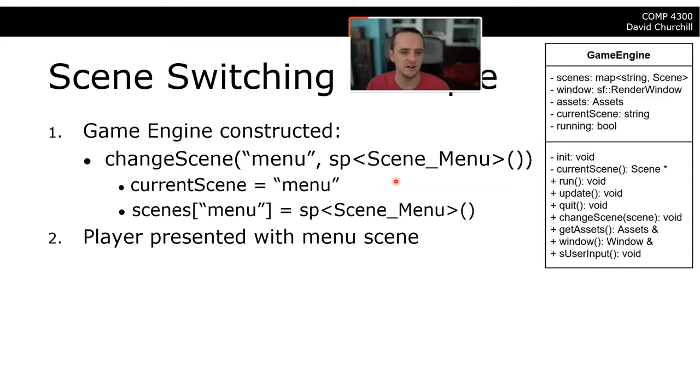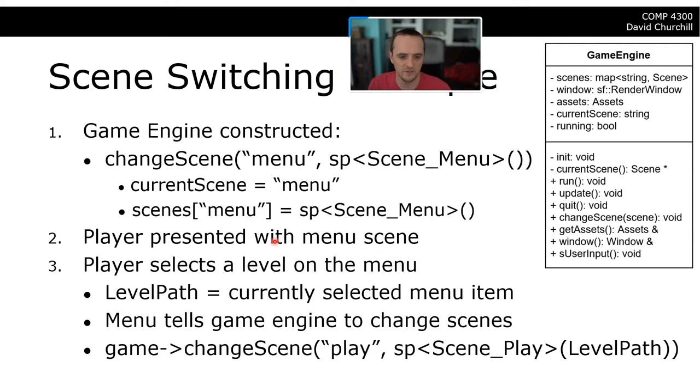Now, the player is then presented with the menu screen, and if a player selects an option on the menu, then what we can do is, for example, set some string equal to the level path. So the level path is the currently selected menu item. Then the scene menu class in its action handling is going to say, hey, we want the game to start. So it's going to call the game engine object and say change the scene to playing and pass in a new shared pointer to a scene play with the level path as the constructor. So that's how it works. We're going to be able to tell the game engine to switch the scenes inside various scenes.